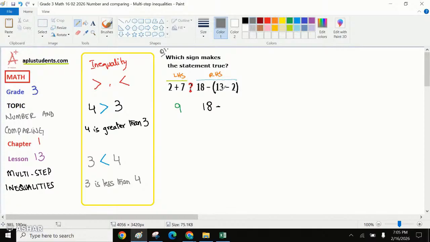What is 13 minus 2? 13 minus 2 would be 11, right? So we had 9 on the left hand side. What is 18 minus 11? Yeah, 18 minus 11 would be 7, right? So which number is greater?